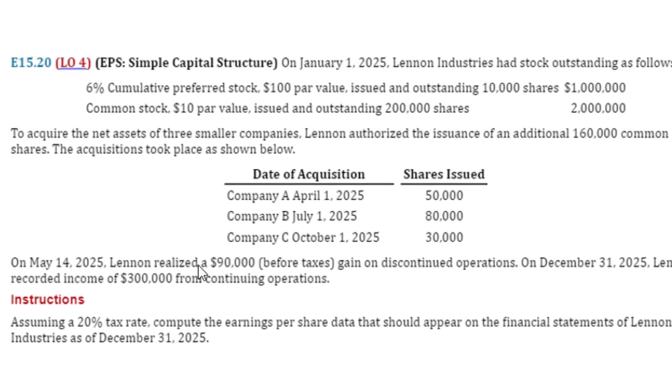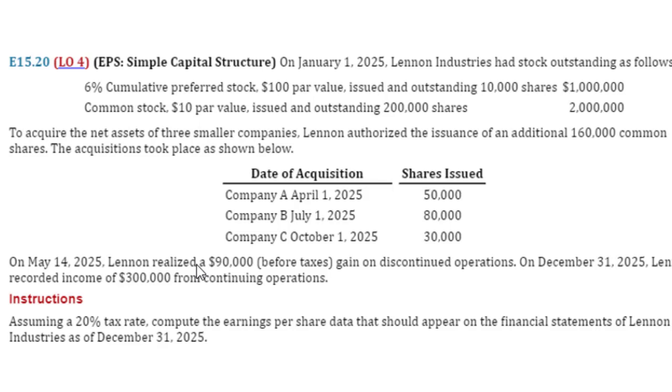So here's our problem where we're going to have to make the calculation using a weighted average for the number of shares. So Lennon Industries has stock outstanding as follows. So it has common stock and it has preferred stock. So the preferred stock, we need to remove that dividend. 6% times $100 is $6 per share times 10,000 shares. So we know that the preferred dividend is going to be 60,000.